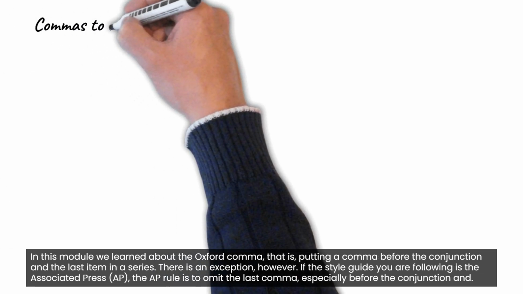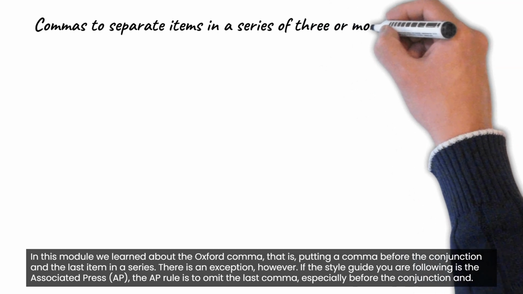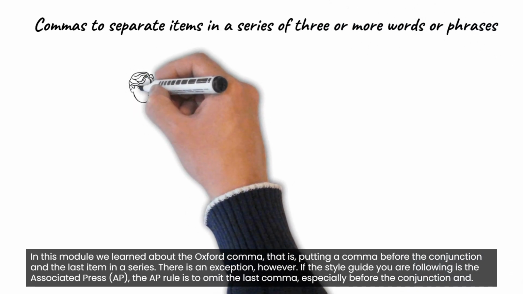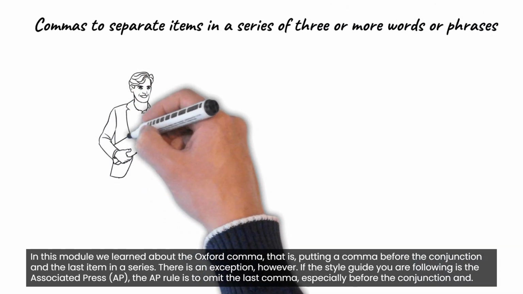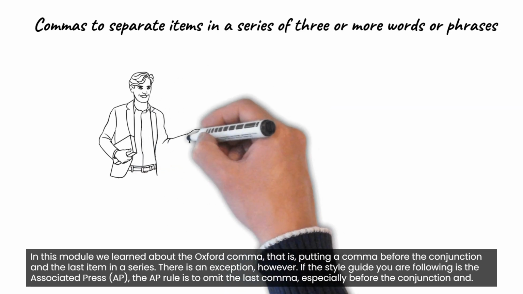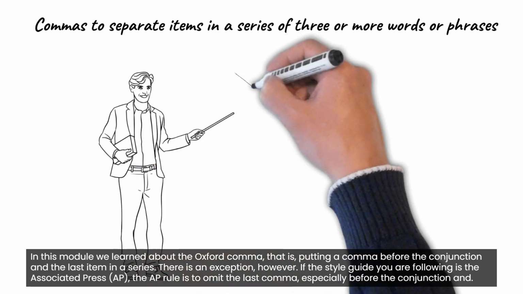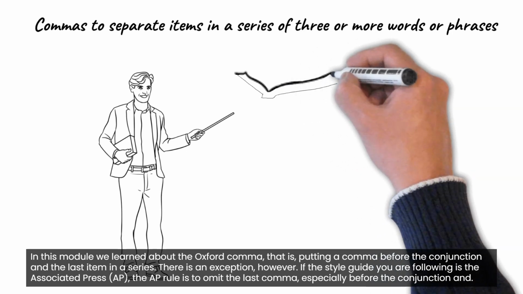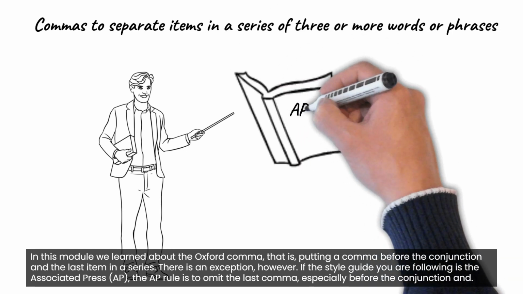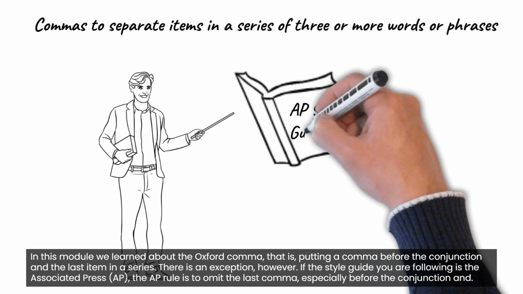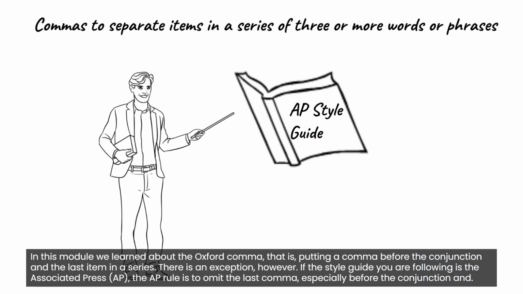In this module, we learned about the Oxford comma, that is, putting a comma before the conjunction and the last item in the series. There is an exception, however. If the style guide you are following is the Associated Press, AP, the AP rule is to omit the last comma, especially before the conjunction and.